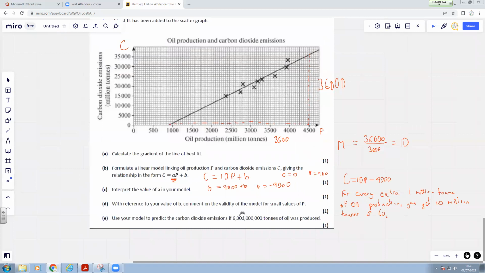With reference to B, comment on the validity of the model for small values of P. Well, the model definitely doesn't look valid because, once you've got, say, 500 million tons of oil production, it suggests a negative amount of carbon dioxide emissions, which takes carbon dioxide out of the atmosphere. That makes no sense. So it is unreliable, as we have carbon dioxide reduction for positive oil production for small values of P.